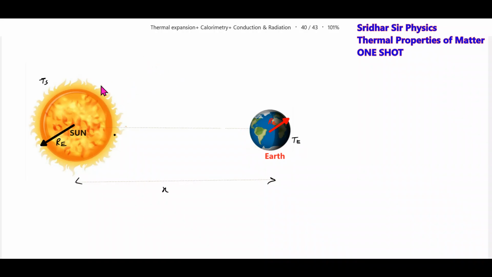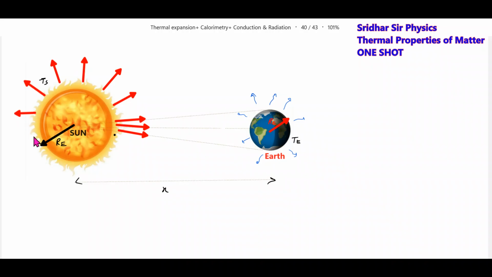The sun will radiate, it will emit power in all directions. Of all that is emitted, only the radiation present in this solid angle will be incident on the earth. Only this radiation will be incident. At the same time, what will happen to the earth? Earth will be emitting radiation from Stefan's law, and at the same time it will be receiving the radiation emitted by the sun. The sun emits radiation in all directions. Only the radiation which falls in this cone will be incident on the earth.